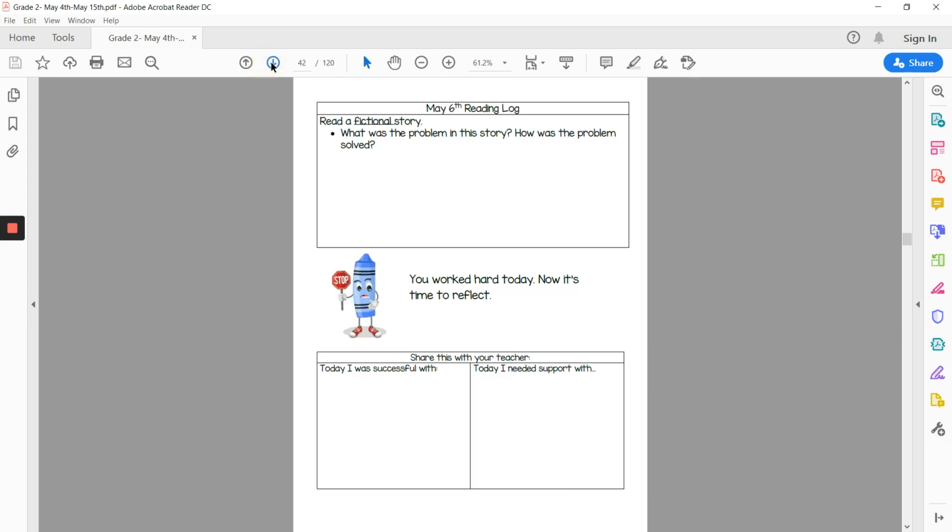And finally, your last ELA assignment for today is your reading log. Read a fictional story and describe the problem and solution. Don't forget to complete your reflection for today.